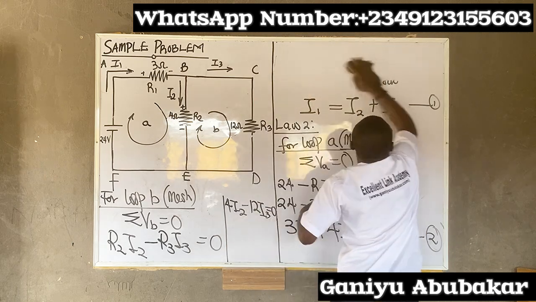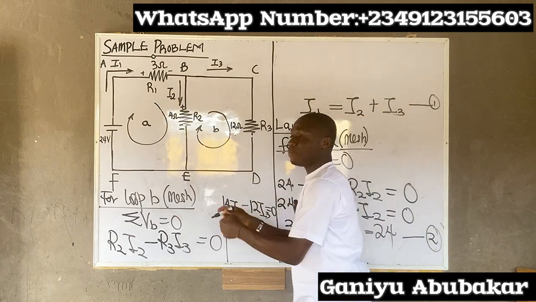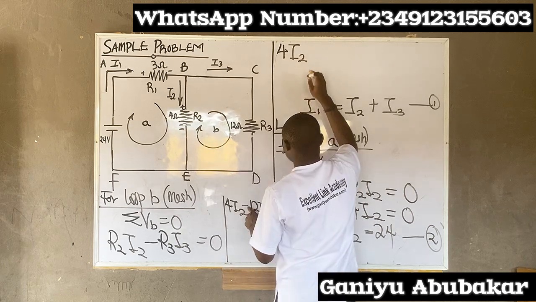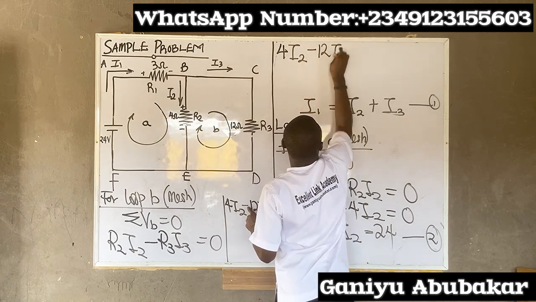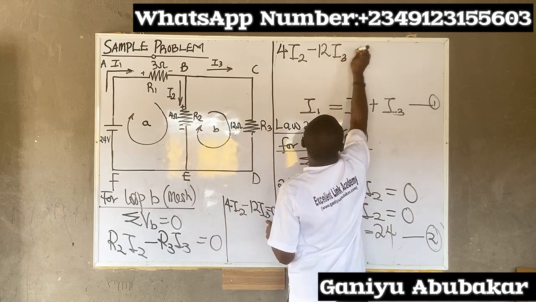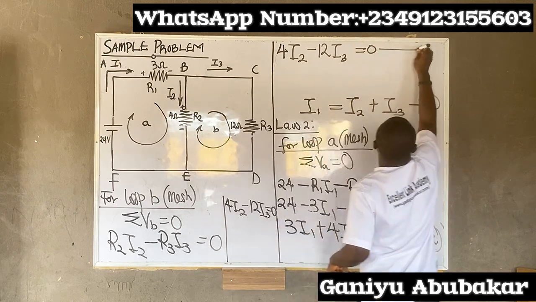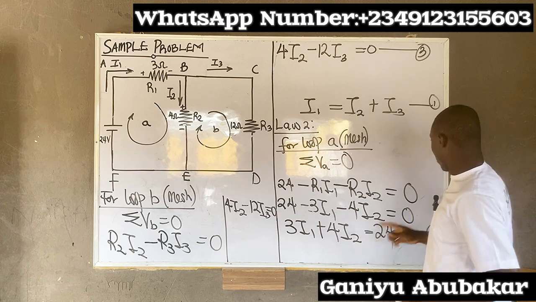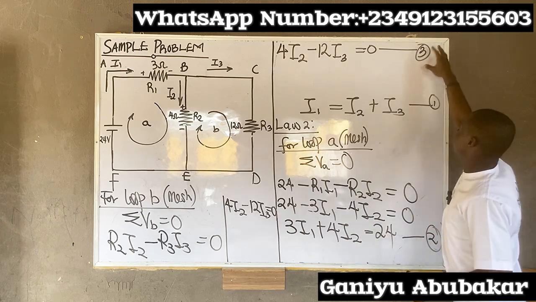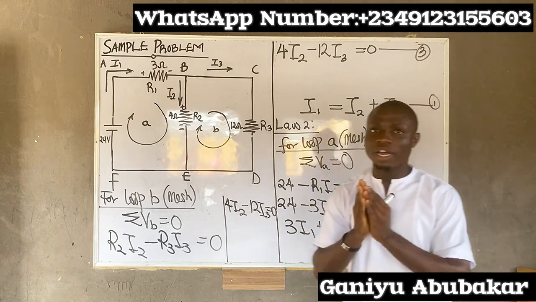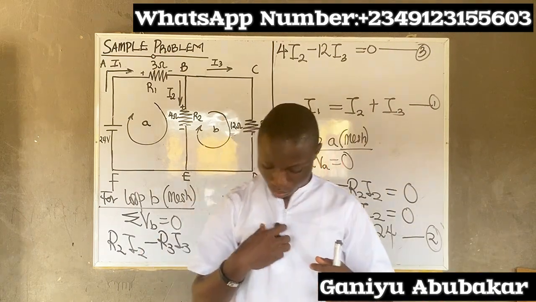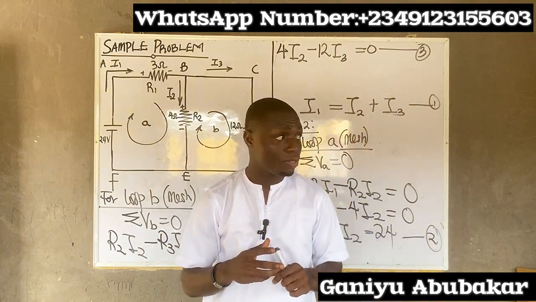Here's the idea. From this place now, my equation 3 becomes 4I2 minus 12I3 equal to 0. Call this equation 3. Alright, I have equation 1, 2, and 3. Let's bring those equations together and solve them simultaneously, and let's see what we get as the result.